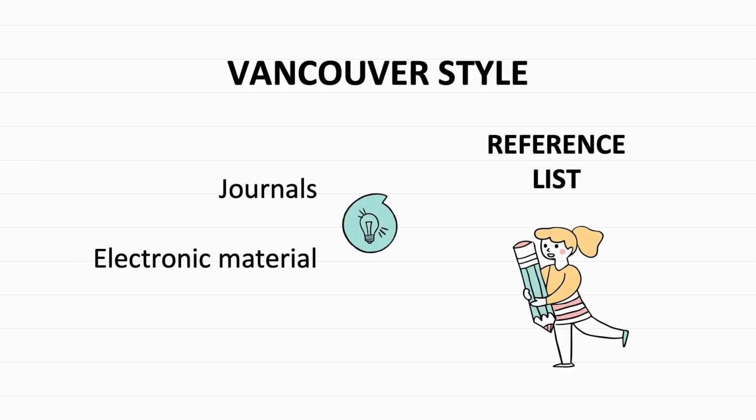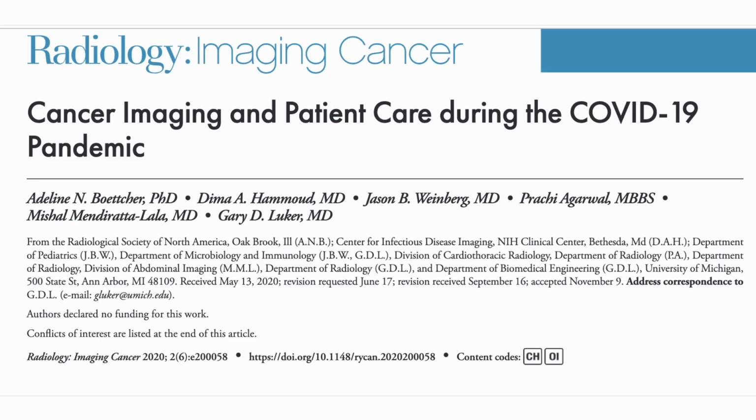Let us now go over how to make a reference list from a journal and electronic material. Let's go back to our sample journal from RSNA. Take note of the author or authors, title of article, journal name and publication, URL or DOI, including the dates cited, volume, issue, and page numbers.